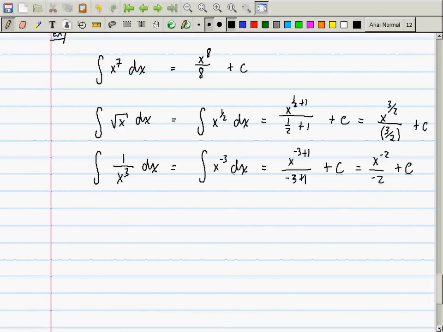Okay, so now let's do one more. The antiderivative of x squared dx. Okay, and this is not a trick question at all. So this is x to the 3 over 3. And then this is the answer, right? Plus c, right? Plus c. And so this is the opener into a joke.